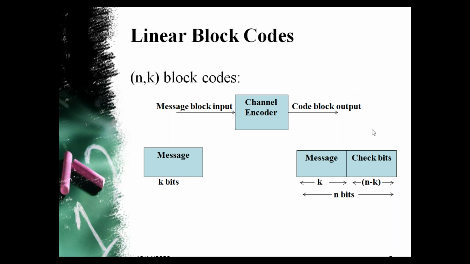Then here, the linearity property means that the sum of two code words gives another code word. That is the linear code. And here we can say the message block is the input. A block of message is given to the channel encoder, and the code block is the output, that is, the code word as a block. The message we are taking is k bits in length, and the output is n bits. In that, there are k message bits and also n minus k check bits, the extra bits.